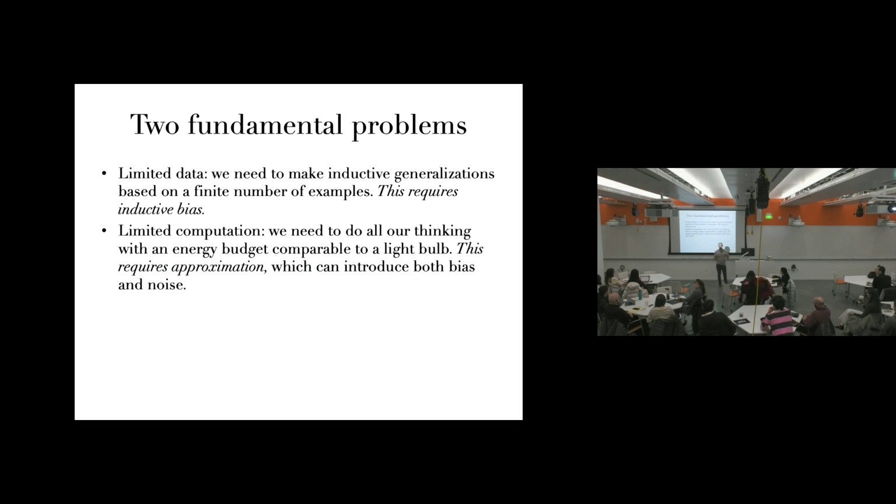So what are the actual problems? What are the sources of the errors that people make? One is that we have limited data. So we need to make inductive generalizations based on a finite number of examples. And this requires what's sometimes called an inductive bias, some constraint or preference over possible hypotheses before you've seen the data. And then there's limited computation. So we need to do all of our thinking with an energy budget that's comparable to a light bulb. So think about that next time you use your big computing center. And this requires approximation, and that's going to introduce both bias and noise.